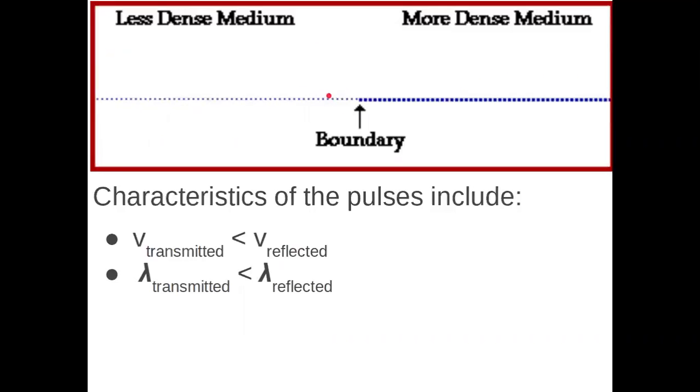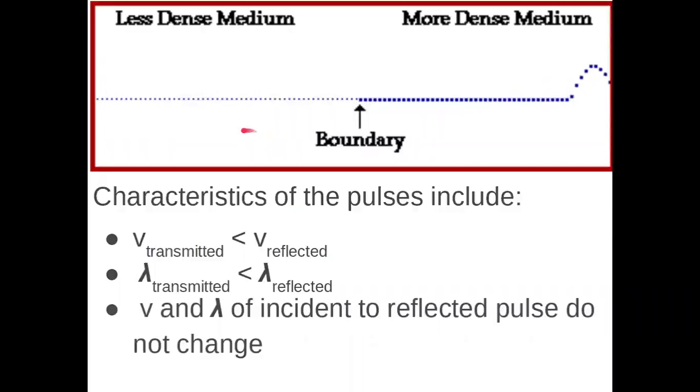And why is that? Well, if it slows down, then the front of the wave doesn't have as far to get before the back of the wave finally catches up to it. So it shortens the wave because the front of it got slowed down. And notice that the velocity and wavelength of the reflected wave didn't change at all. They stayed the same as the incident wave that came in.